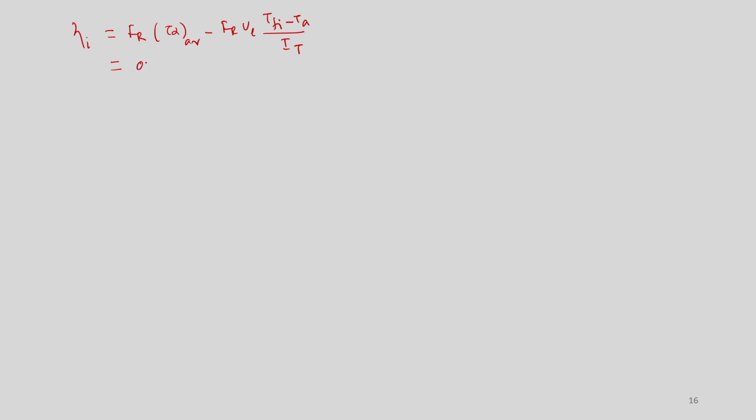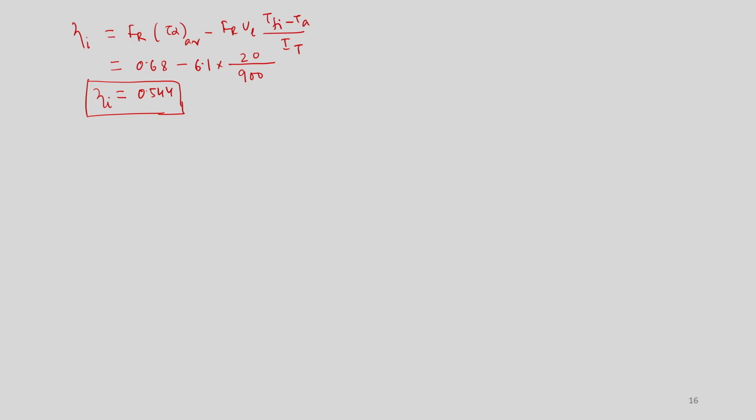So, it is 0.68 minus 6.1 into this temperature difference, which is 20, then IT is 900, what is given in the problem. So, this eta I is found to be 0.544. Okay. This is eta I, or efficiency of the collector.